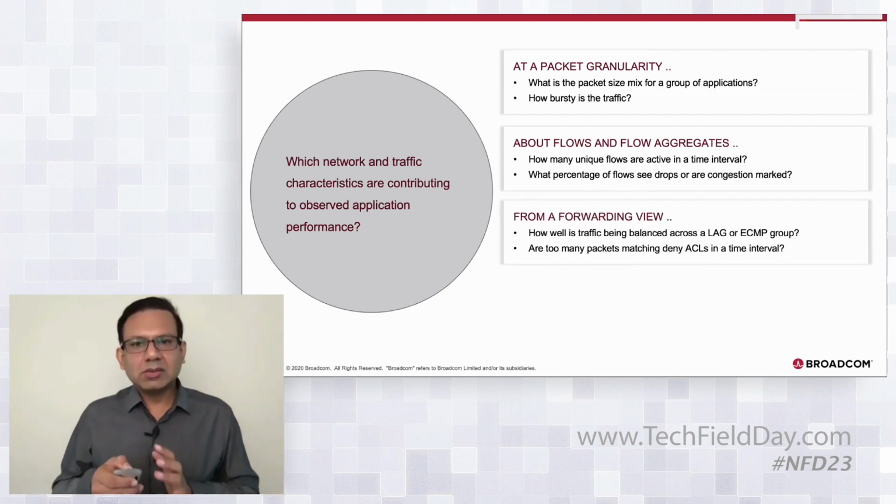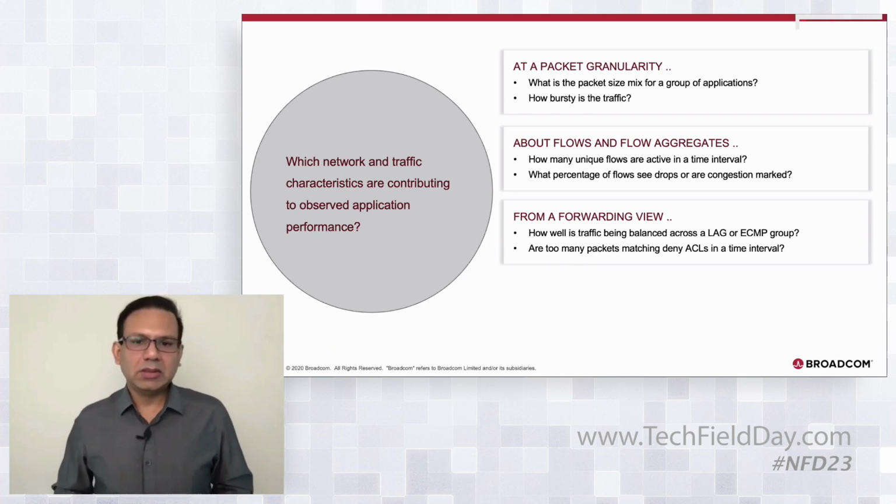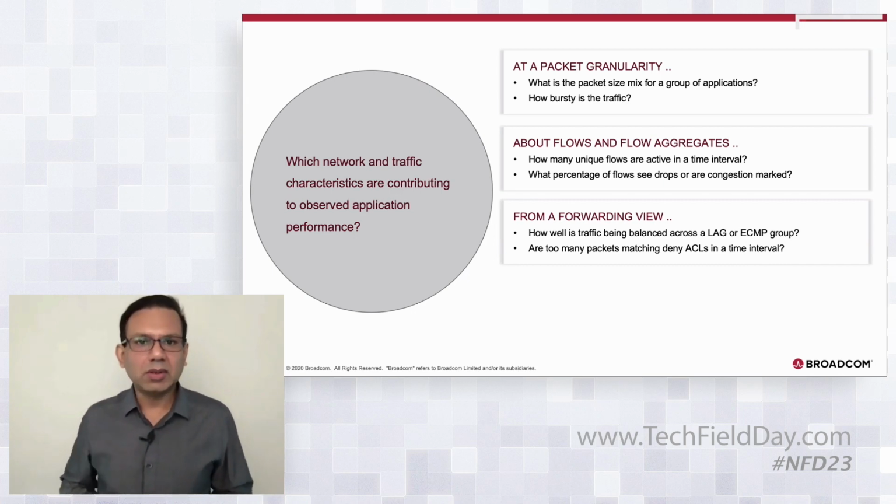You could also ask questions from a forwarding perspective if you're an administrator. How well is traffic being balanced across a LAG or an ECMP group? You could ask, are too many packets matching deny-ACLs in a time interval? It matters if you have 1 million packets hitting a deny-ACL within a minute versus 1 million packets over a day. If it's within a minute, then that indicates that there is something clearly wrong.